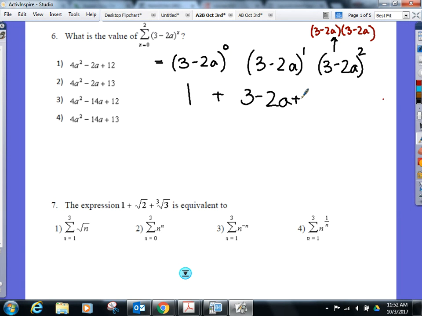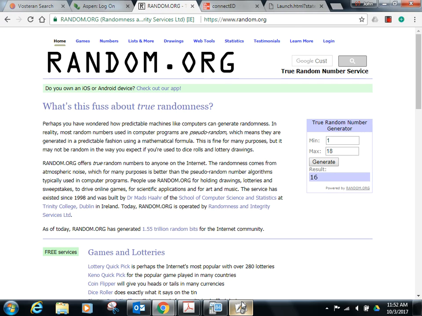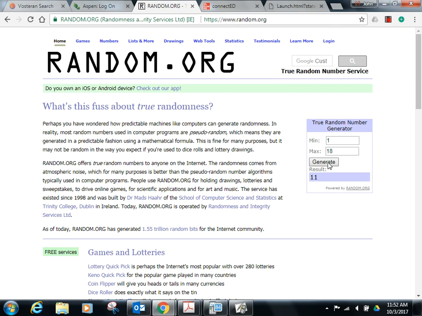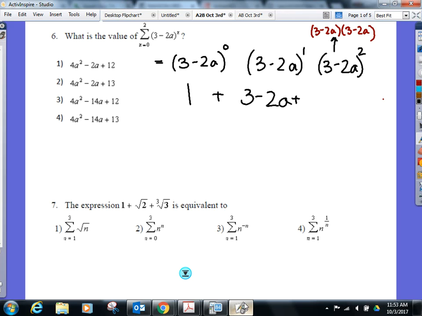Combine all your like terms for me here. What are we looking at? 1, not here. 11. 6 minus x and 6 minus x. Where'd that come from?